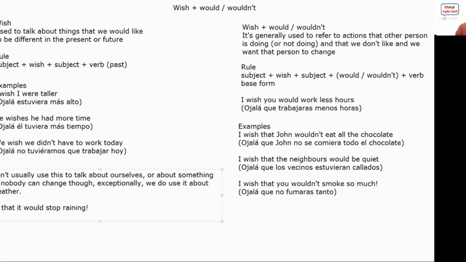For example, I wish that it would stop raining. Ojalá que parara de llover. O también desearía que parara de llover. En cualquiera de las dos situaciones, la esencia del mensaje no cambia.